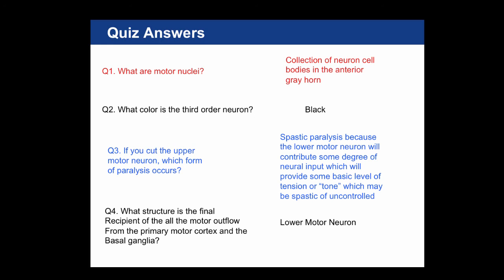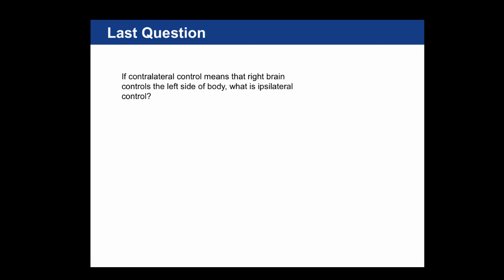So the lower motor neuron, the neuron that connects the central nervous system to the skeletal muscle, receives all of that particular input. Last question, and this is for you to take away. Watch this as many times as you need. It may have gone slow for some of you. It may have gone incredibly fast for others of you. But I hope you enjoyed it. So the last question is, if contralateral control means the right brain controls the left side of the body, what's ipsilateral control? Bring that answer to class on Tuesday, and have a good weekend.